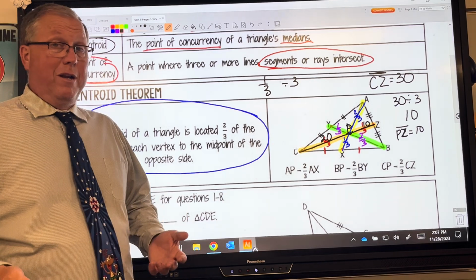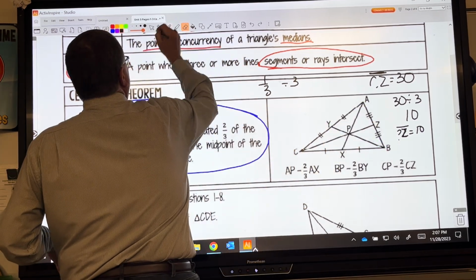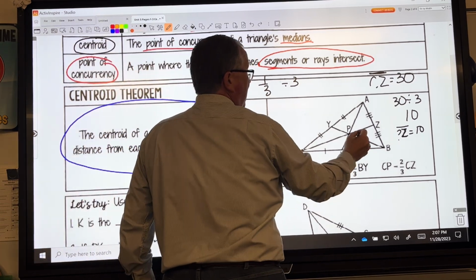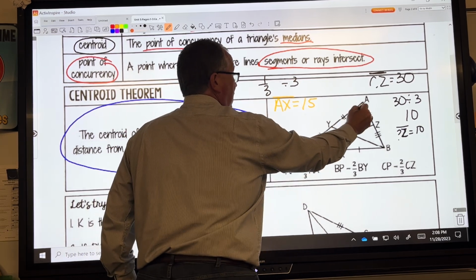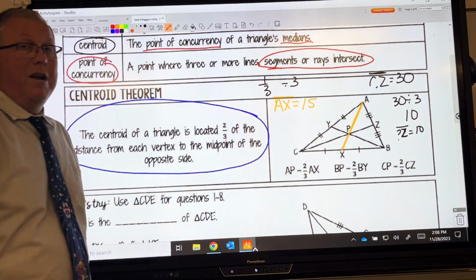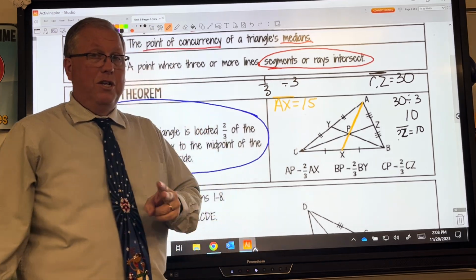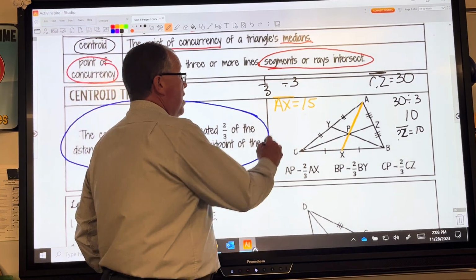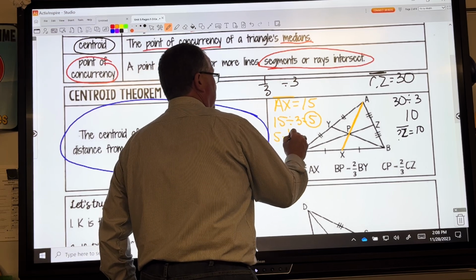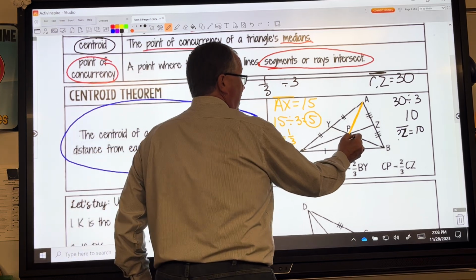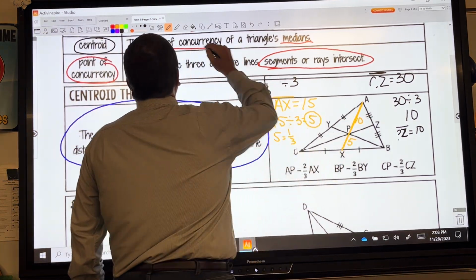So let's try another one. I'm going to erase this for right now because I'm going to go back over this. So if I have AX equal to 15, that's this median right here. Remember the short section, PX, is 1/3, and AP is 2/3. So the short part's 1/3, long part's 2/3. I'm going to take 15 since it's the whole distance, and divide it by 3. That gives me 5. That 5 is the 1/3 section, the small section. The big section is double that. That was 10.